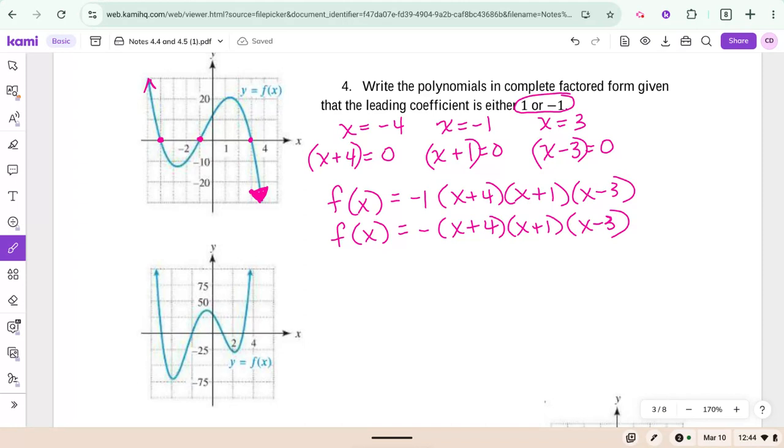When I look at the next example, I see that both ends are pointing up. That tells me a couple of things. It tells me that this is an even degree polynomial, since both ends point in the same direction. And it tells me that this time the leading coefficient will be +1, since the right end is pointing up. Let's look at the zeros. I've got a 0 here, here, here, and here. So this is a 4th degree polynomial.